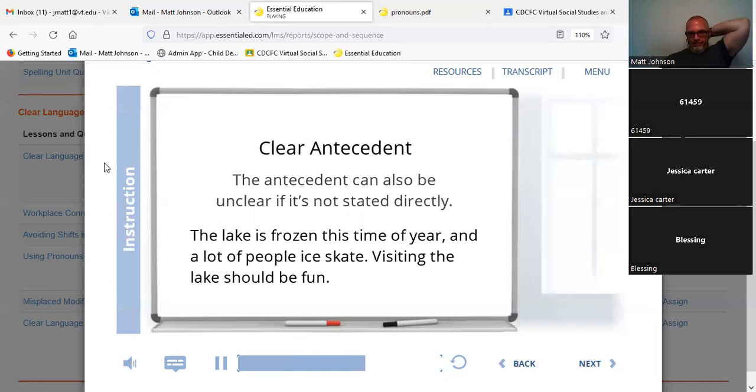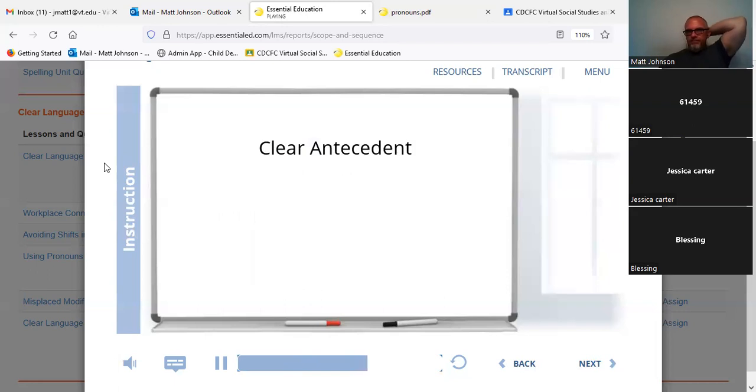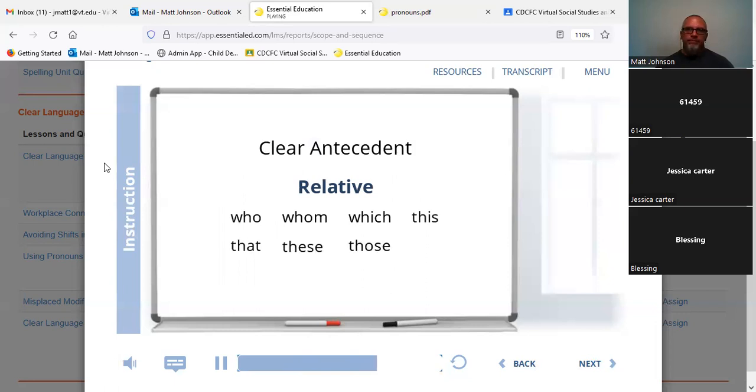There are a couple of other kinds of pronouns to pay attention to. Relative pronouns like who, whom, which, this, that, these, and those. Yeah, those words are pronouns. I bet you didn't know that. And a lot of the time, what they refer to is unstated, or it's a longer, bigger idea. So you've got to make sure it's clear what they mean.